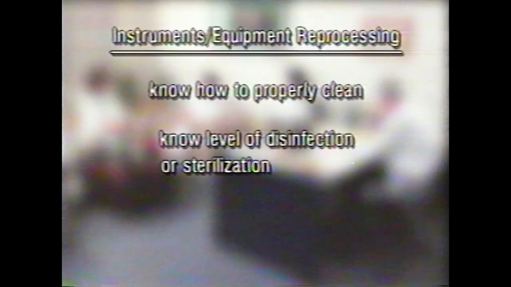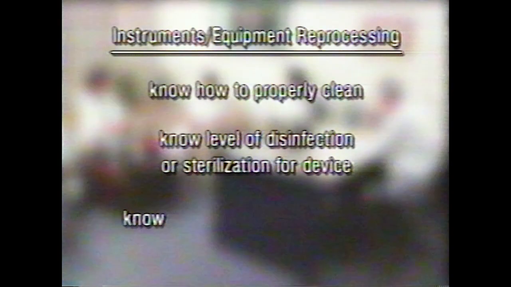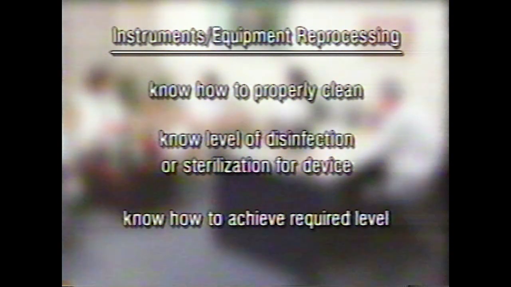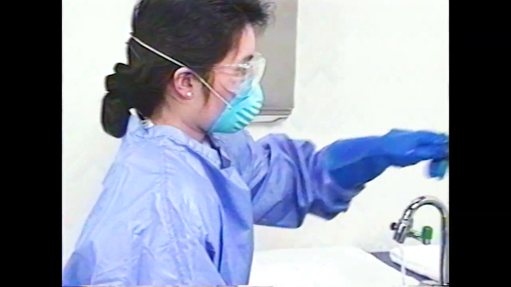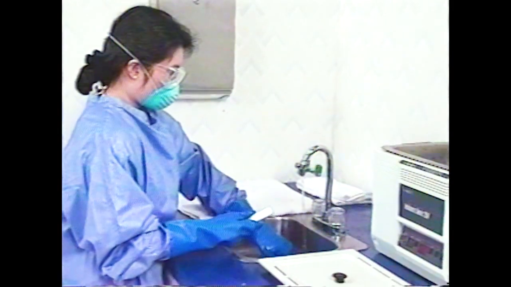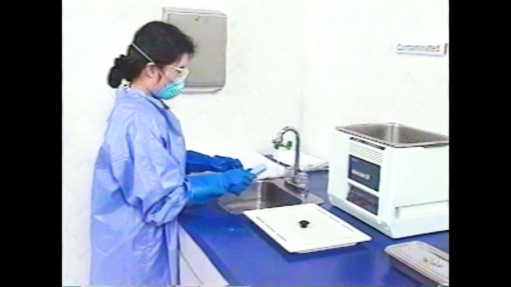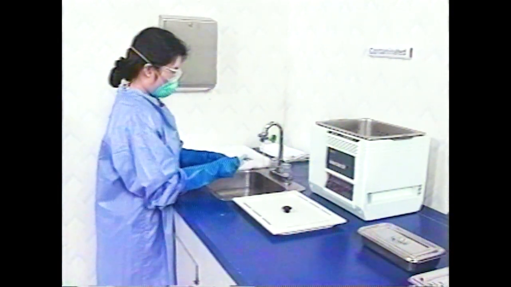To properly reprocess instruments and equipment, one first needs to know how to properly clean the device. Then, know the specific level of disinfection or sterilization required for safe use of the device. And finally, know how to achieve the required level of disinfection or sterilization. All medical devices are required to be sold with specific instructions regarding reprocessing methods. Proper cleaning requires the removal of organic debris. Hinged parts must be separated to expose all surfaces for cleaning and disinfection or sterilization.